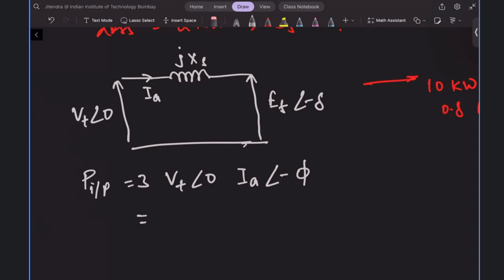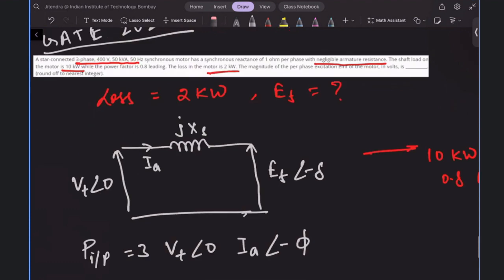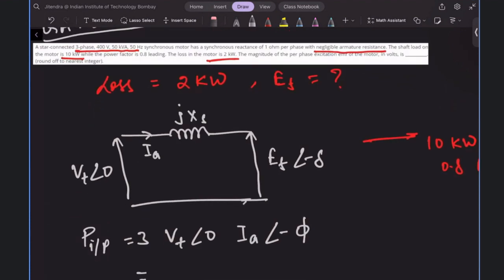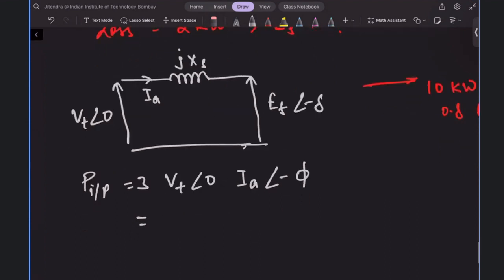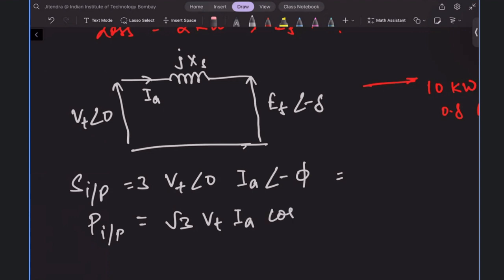I hope it is fine. We are not going with apparent power. It's better that you move ahead with apparent power, but since this is a very simple circuit, you can move ahead with this thing, right? It will be the expression of apparent input power only. But if you are given such a simple circuit, you can just see VT IA cos phi.